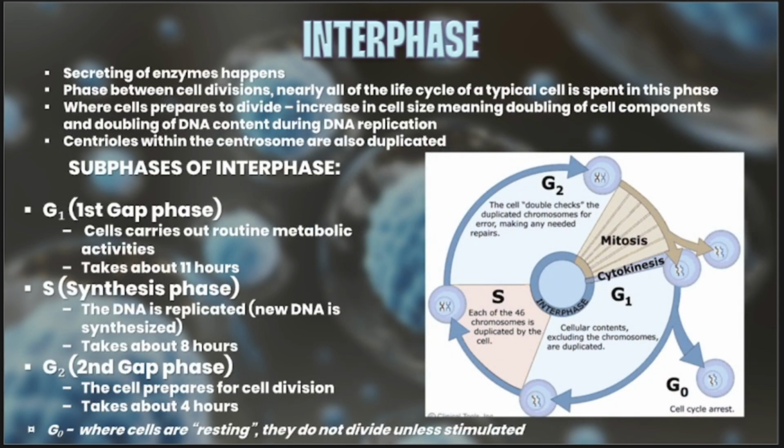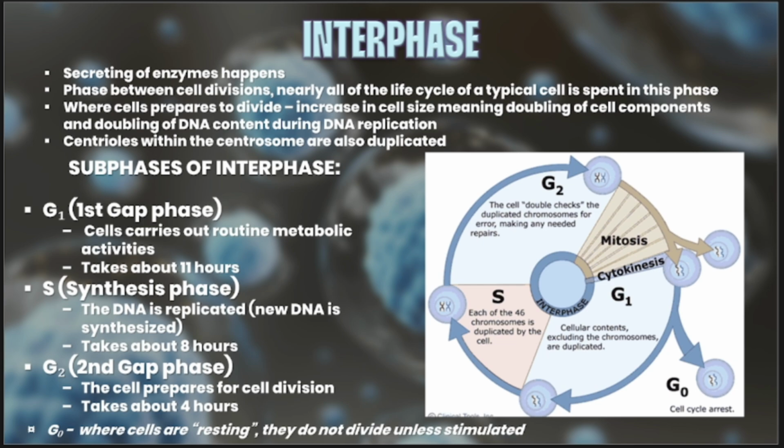Your interphase is already a phase between your cell divisions, where a typical cell spends most of its life cycle. During this phase, the cell would prepare to divide by increasing in size. It will double its components or its organelles, and it will also replicate its DNA. The centrioles within the centrosomes are also duplicated. So those are the things that happen in your interphase.